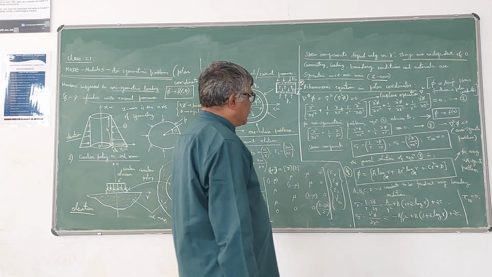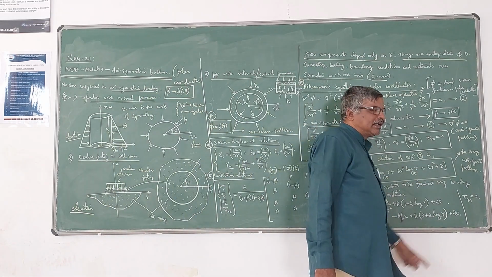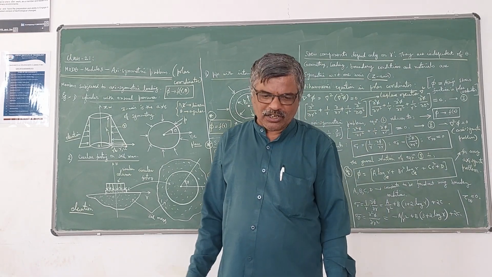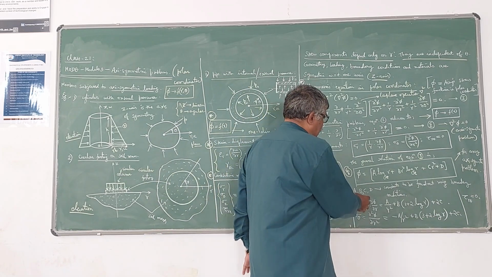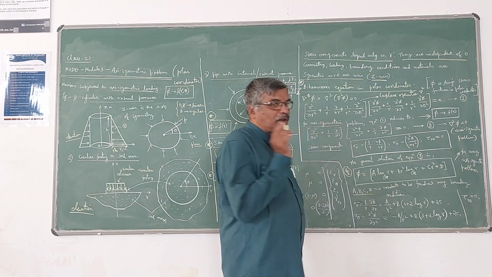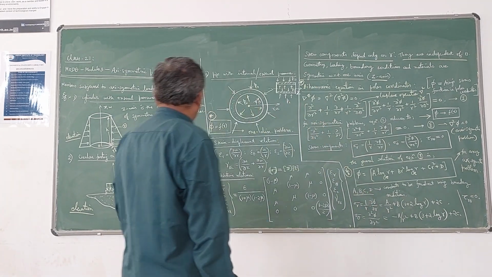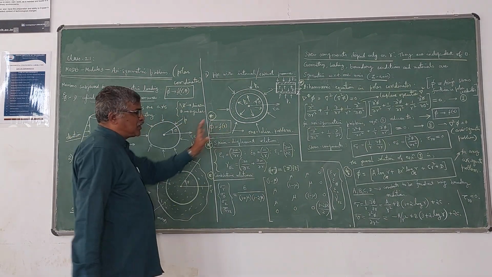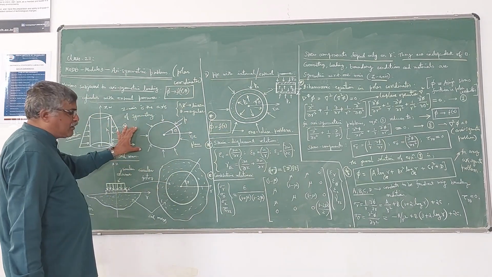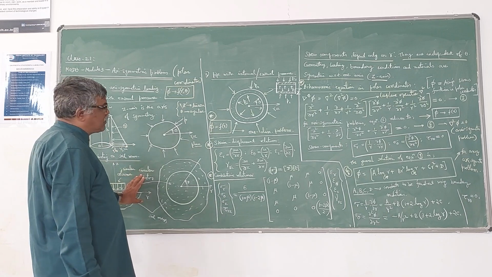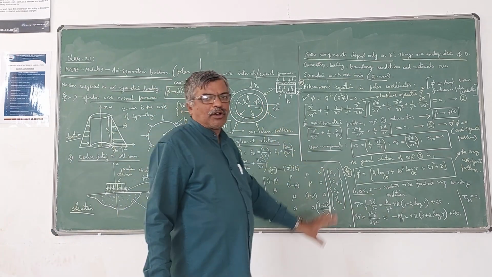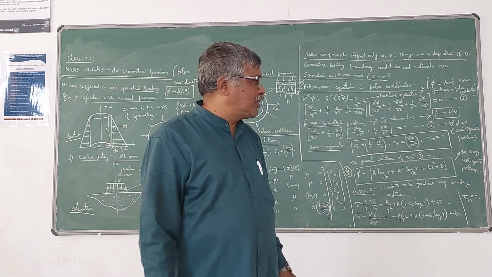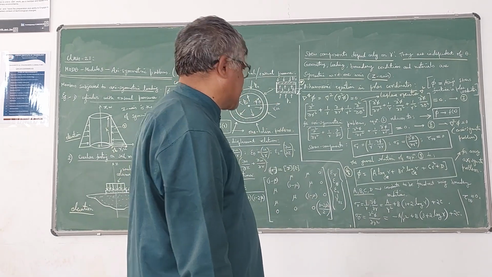Here a, b, c and d are constants. They can be found out using the boundary conditions, and they depend upon the type of the problem. For example, I have given these three examples here. For this problem A, B, C, D will be different; for this problem they will be different; for this problem also different. They have to be found out based on the type of problem and the boundary conditions.